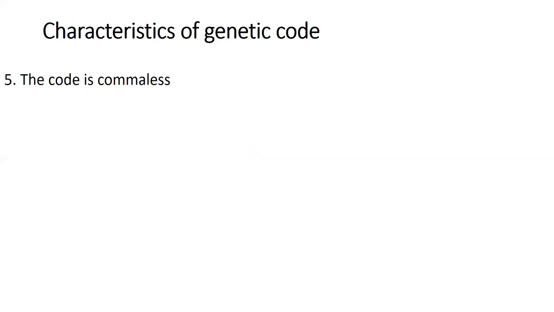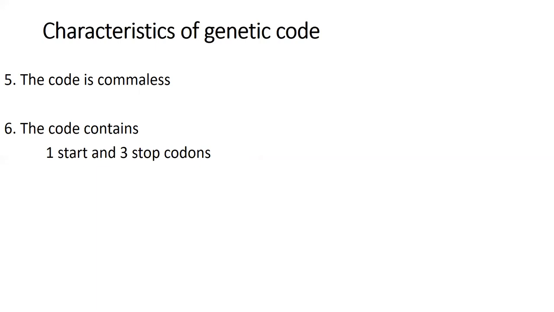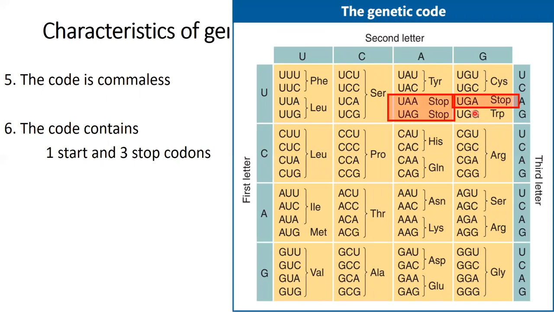Number 6, the code contains 1 start and 3 stop codons. For example, UAG. Yes, this UAG was the first stop codon discovered. It is called the AMBER codon. AMBER is the English translation of the last name of the person who discovered codons, Bernstein. So mutants that are defective owing to the presence of abnormal AMBER codon are called AMBER mutants. 2 other stop codons are UGA, this one, and UAA. So UGA is also called OPAL codon, and UAA is also called OCHRE codon.